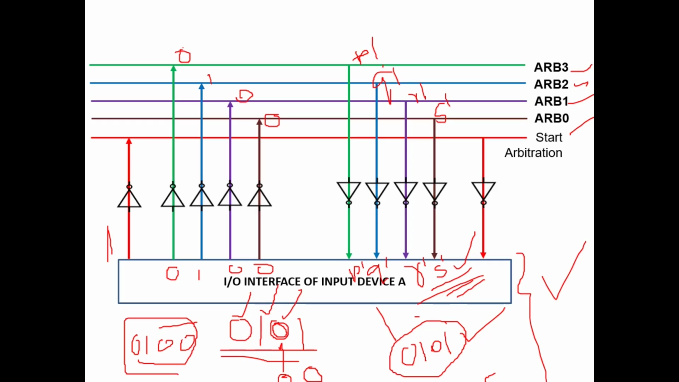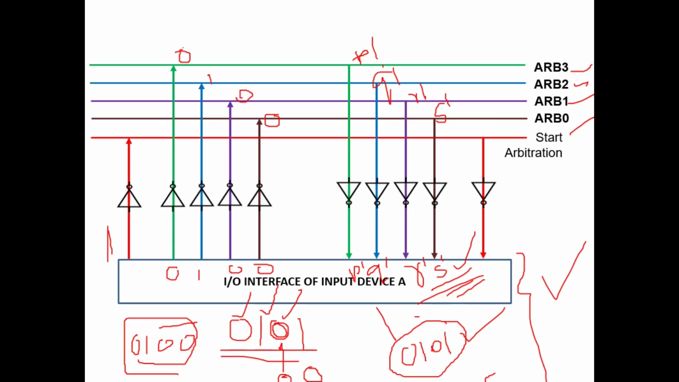If the newly received arbitration value is not the original address of the device, then that device comes to know that it has lost the competition of becoming bus master. So we have just explained the entire circuit for one IO device. This is what we have to write in the diagram in the exam.